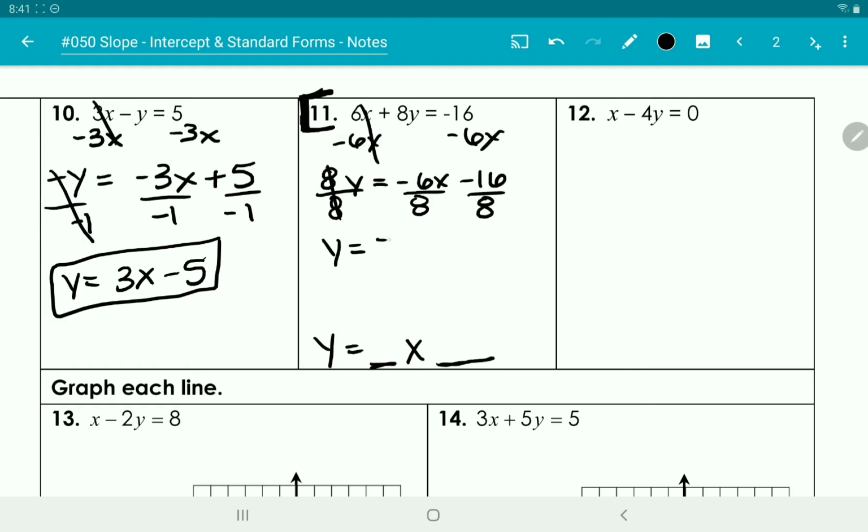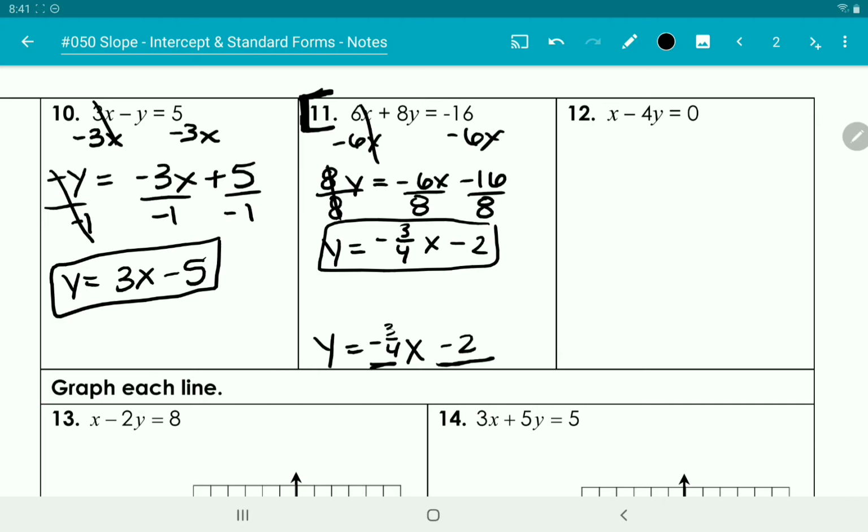Okay, so that's going to give us y is equal to -6/8 is going to change to -3/4x. Okay, if you had -6/8, that's fine. And then -16 divided by 8 is just going to be -2. Okay, so if you had this here, you'd have a -3/4 and then -2.